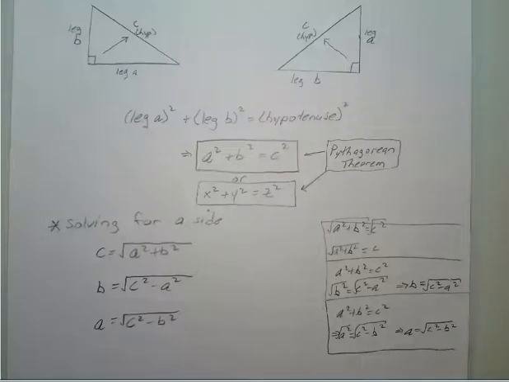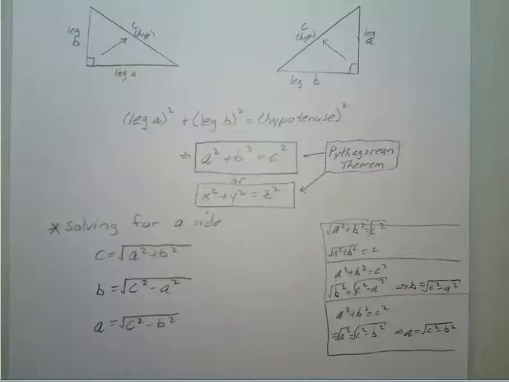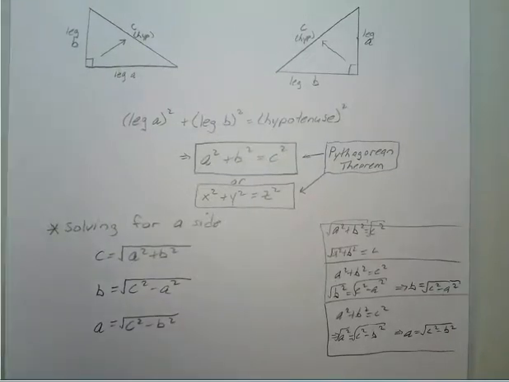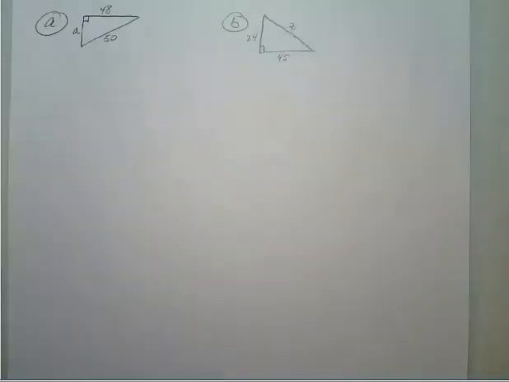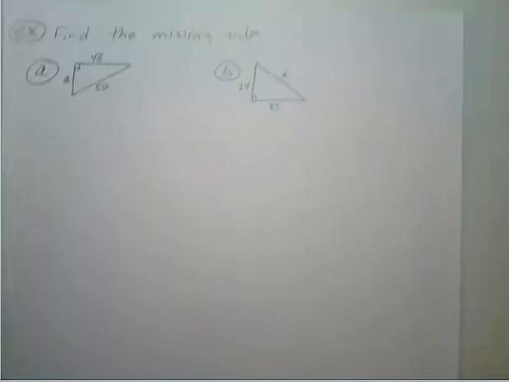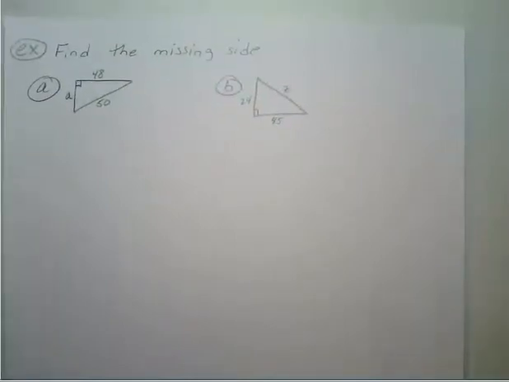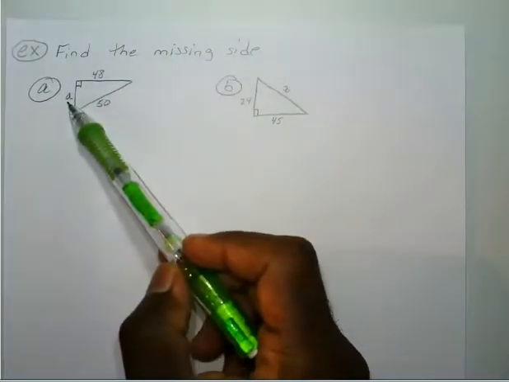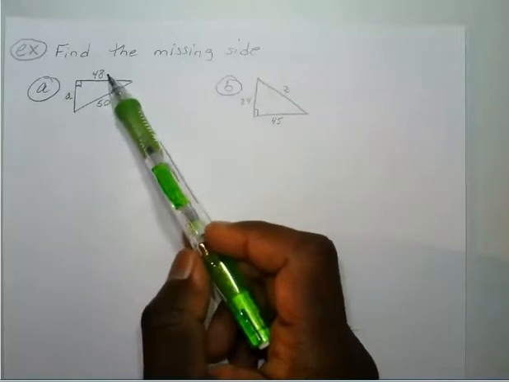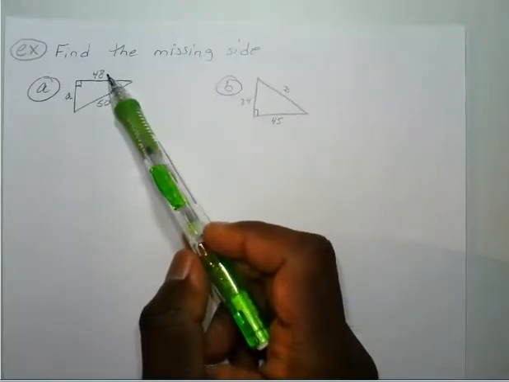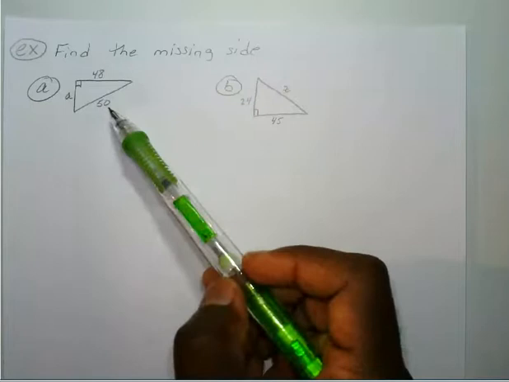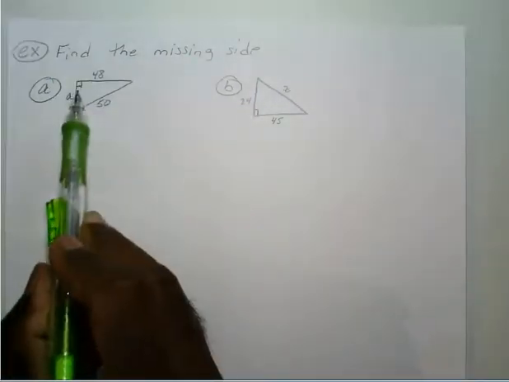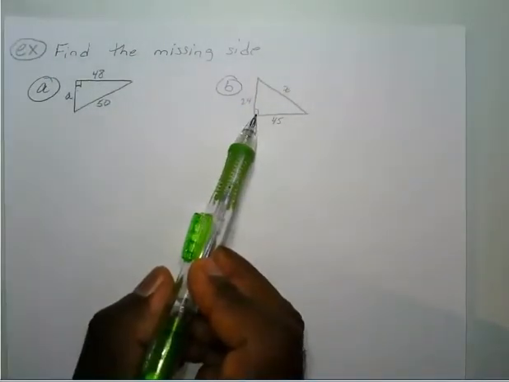All right. So if you are still writing this, feel free to pause it, but we're going to go ahead and move on to our first example. Okay, so what if we wanted to find the missing side? So for question A, this is side A. This side has a length of 48, and this side has a length of 50. You can tell these are both right triangles, so we know we're going to use the Pythagorean theorem.